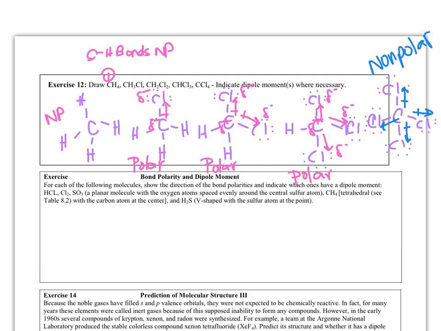All right, in this next one, for each of the following molecules, show the direction of the bond polarities and indicate which ones have a dipole moment. So it's giving us HCl, and that should be a lowercase l, but whatever. So we're going to have H bonded to Cl, and so my structure would look like this. And then I'm going to have Cl bonded to Cl. It's going to look like this.